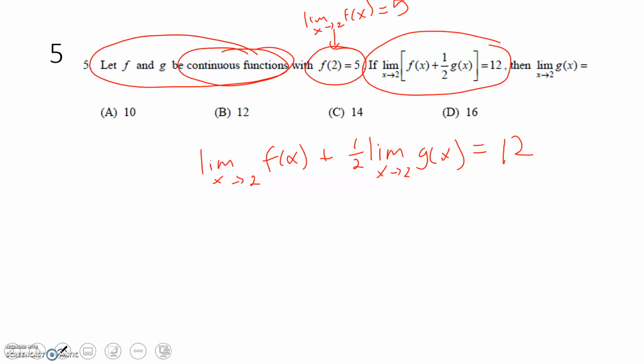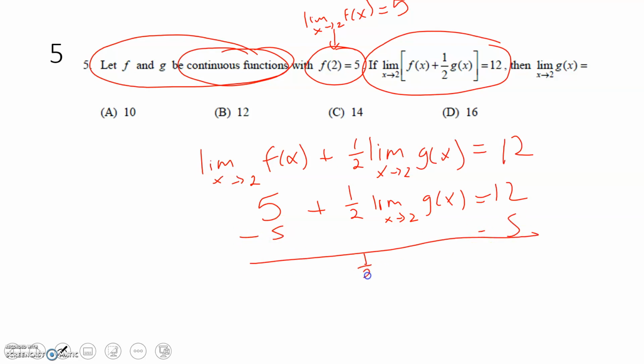So we know then that this is 5 plus 1/2 the limit as x approaches 2 of g of x is equal to 12. We want to solve this for the limit of g of x, so we subtract 5 from both sides, and we get 1/2 the limit as x approaches 2 of g of x is equal to 7. Multiply both sides by 2, and we get that the limit as x approaches 2 of g of x is 14, which is C.